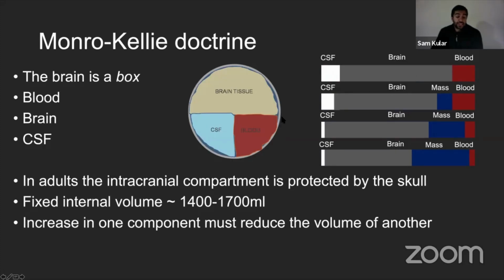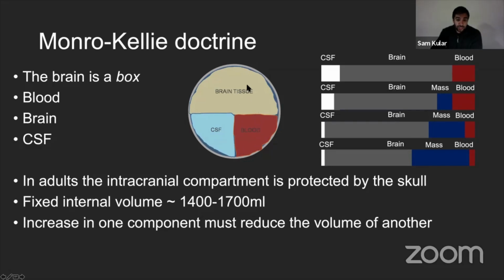The Monro-Kelly doctrine is essentially the principle that the brain is a box, basically containing 3 major components of brain tissue, CSF, and blood, all contained within a fixed structure, which is your skull. And these 3 have to have a balance. Normal people have a balance of all 3, predominantly brain, with a bit of CSF, a bit of blood. If there is acute bleeding, then the blood will increase, but there is a limited space. So the other 2 components have to compensate or give way for that blood.